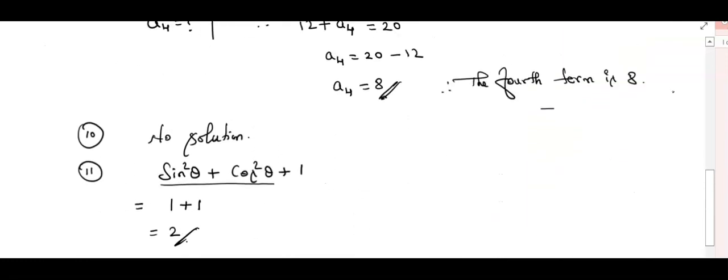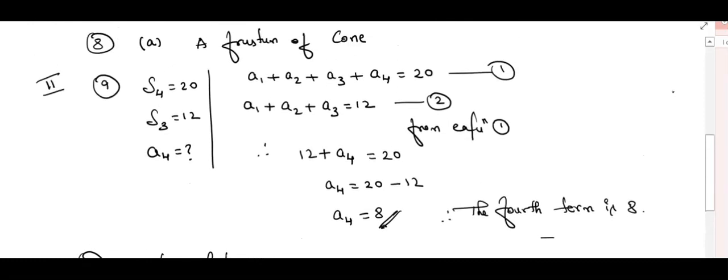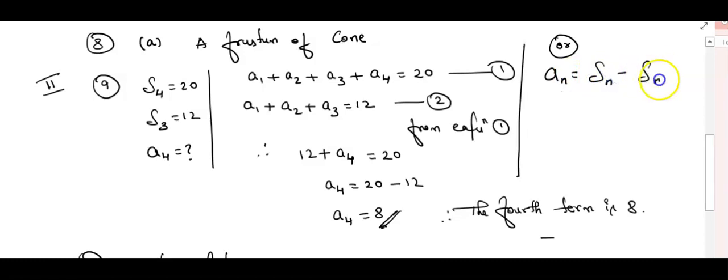As you can see here, we have solved this question number 9, correct? If you want to solve this, we have one more case, where the sum of 4 terms and sum of 3 terms are given. They are asking you to find A4. In this case, you can solve this problem in another form also, that is an is equal to Sn minus S of n minus 1 terms. You can take the n value as 4 because we need to find A4.